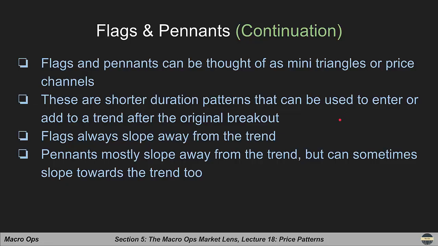So you're not really going to see these as a move starter because they're smaller. Flags always slope away from the trend, so a bull flag is always going to slope this way, and a bear flag is always going to slope this way. It's a counter trend move. Pennants mostly slope away from the trend, but can sometimes slope towards the trend too. So pennants can go either way on this one.